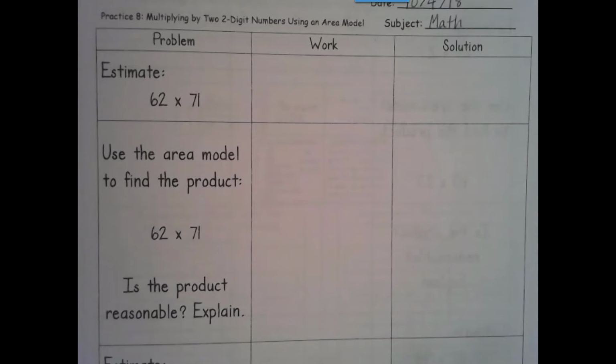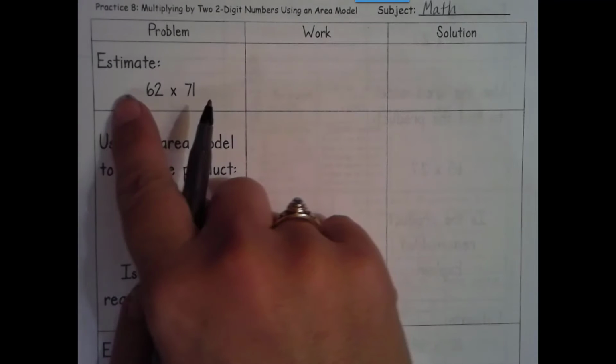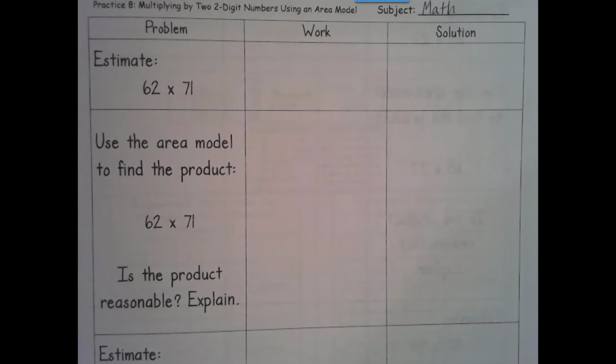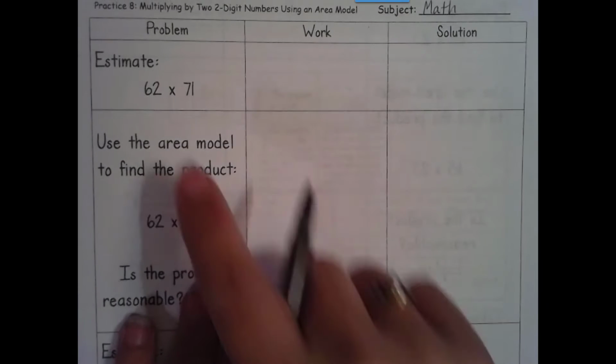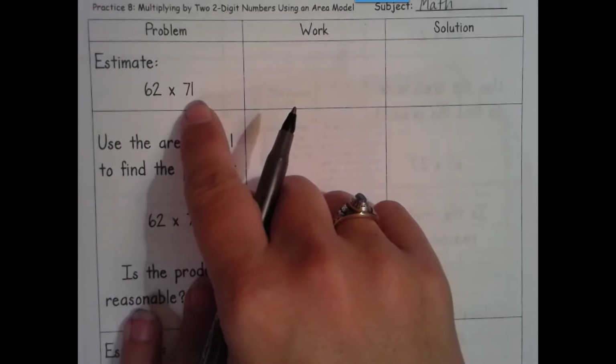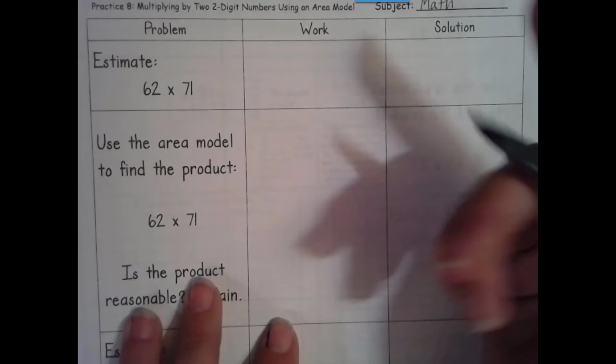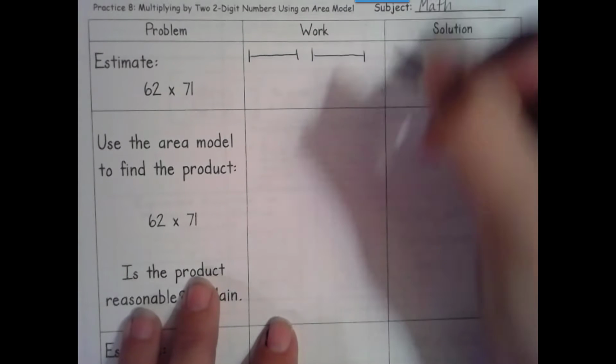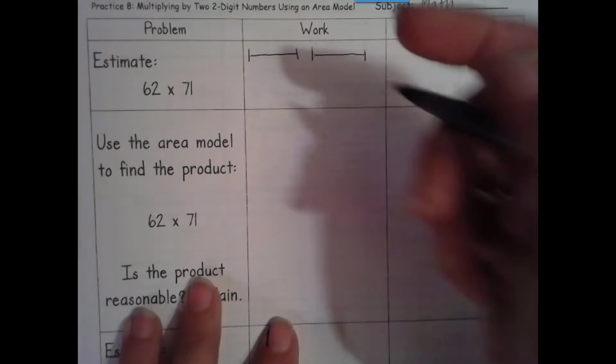So we're going through practicing our area model. First thing we're going to do is estimate. So let's see what our compatible numbers are. Are either one of these close to 25? If not, then we're going to round them. Neither one's close to 25, so I'm going to round each one to their largest place.